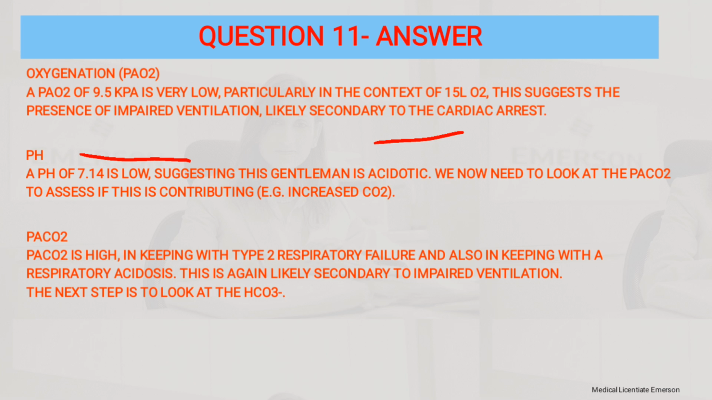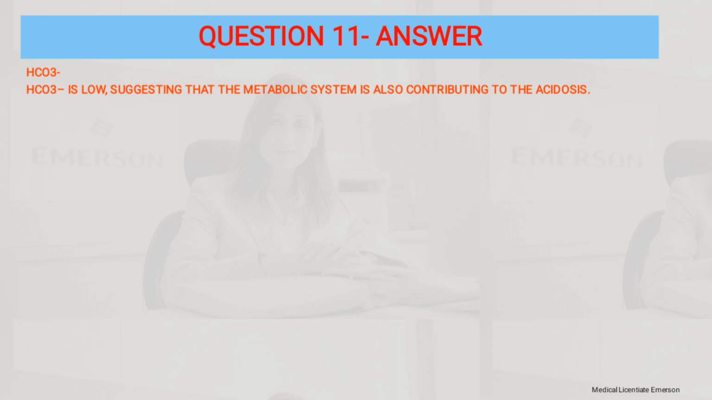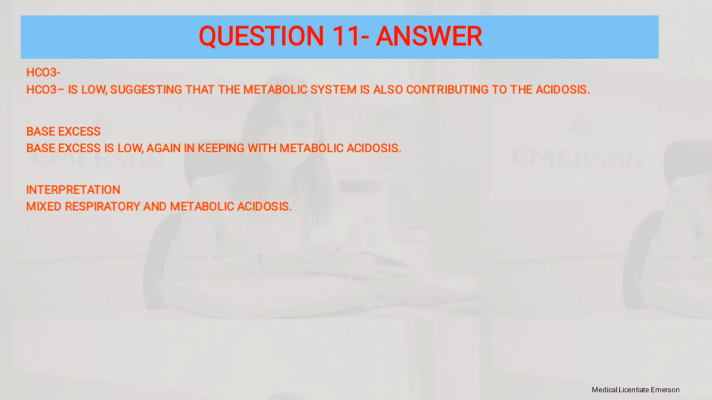Then the partial pressure of carbon dioxide is high, which is in keeping with a type 2 respiratory failure and also in keeping with a respiratory acidosis. This is again likely secondary to impaired ventilation. Then the next step is to look at the bicarbonate level. So the bicarbonate level is low, suggesting that the metabolic system is also contributing to the acidosis. Then the base excess is also low, which is in keeping with the metabolic acidosis as well. Then the interpretation is that this is a mixed respiratory and metabolic acidosis.